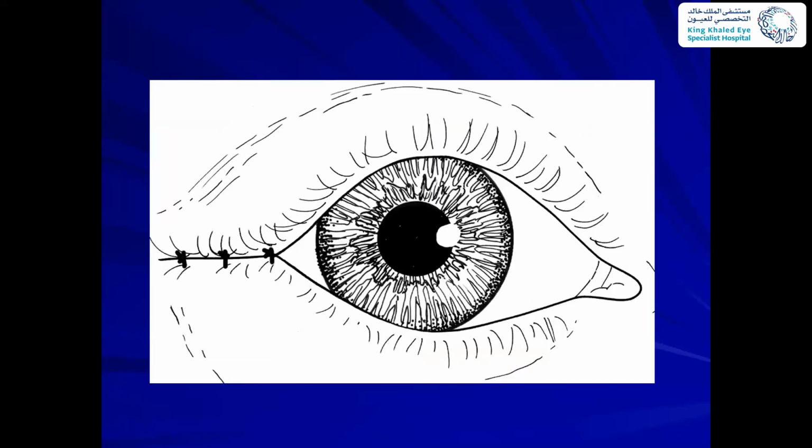And this is the final picture at the end of the surgery. When you do a tarsorrhaphy, you need to go all the way till you reach nearby the lateral limbus and you stop at that position.